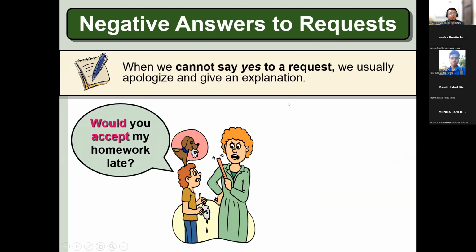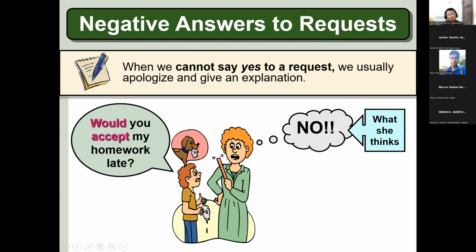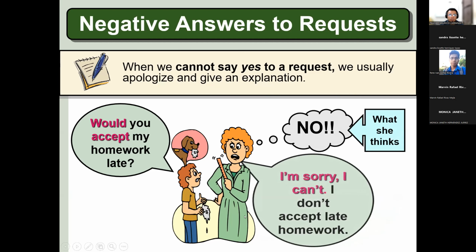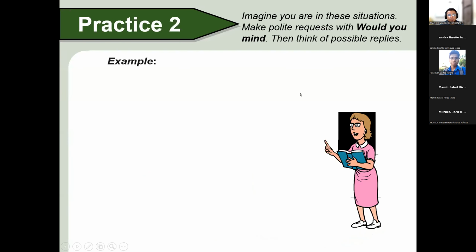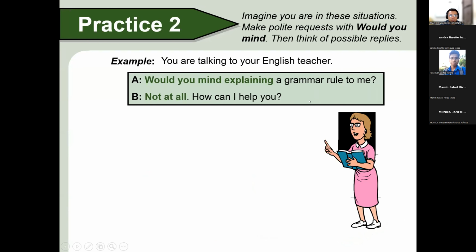When we cannot say yes to a request, we usually apologize, right? We don't usually say no. We say, I'm sorry, sorry to disappoint you, so I can't, right? I don't accept late homework. Siempre como que ponemos una excusa, no decimos no directamente. But obviously, if you want to say no, it's possible, right?